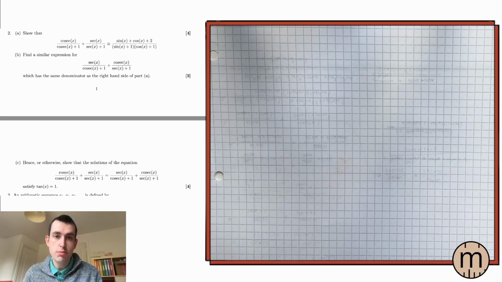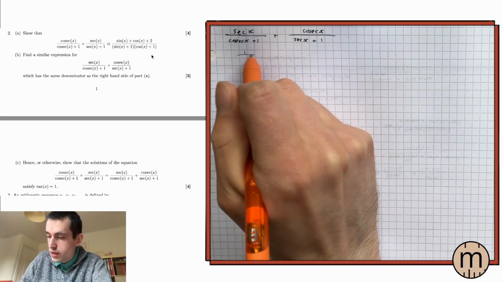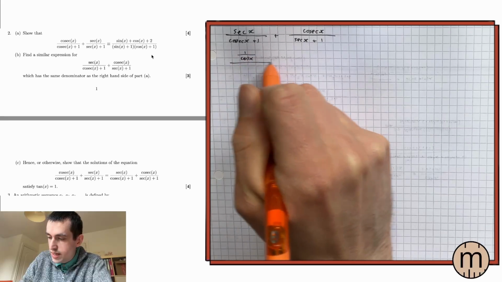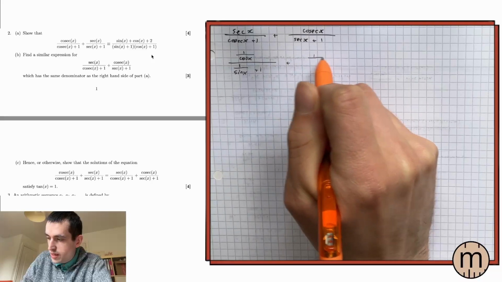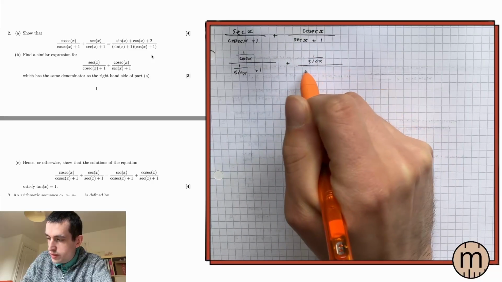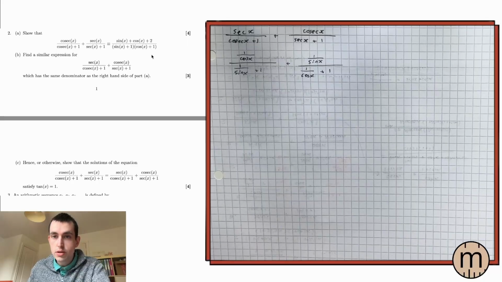So we're trying to find a similar expression, and by that I mean an expression where the right-hand side matches up with the denominator of the right-hand side in part A. Now, as before, if I see sec, I'm going to write it as 1 over cos, and if I see cosec, I'm going to write it as 1 over sine. So I'm going to get this pretty funky expression with a lot of 1 over sines and 1 over coses in it. But that's okay because we're going to be able to sort that out.